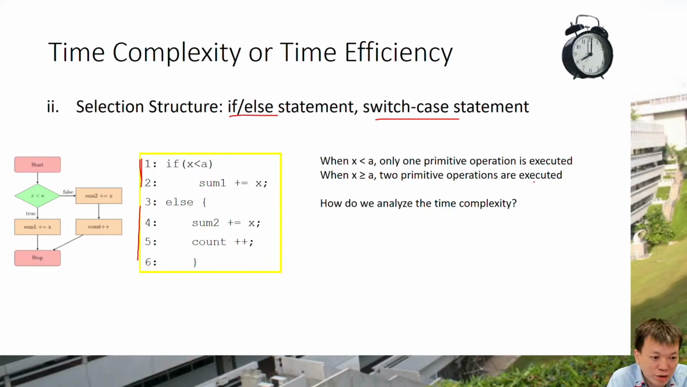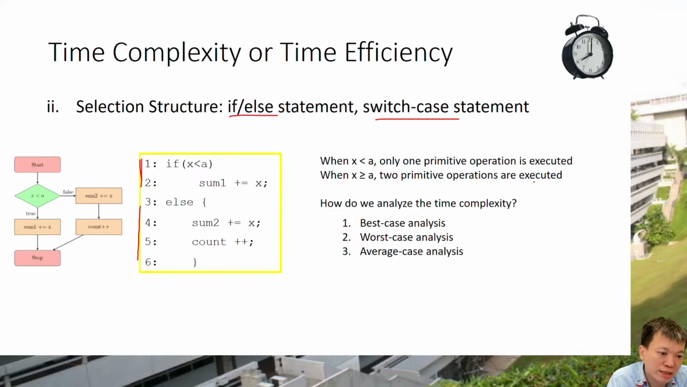It's not that straight compared to the previous one. We need to consider a few scenarios. What is the best case? What is the worst case? And what is the average case?